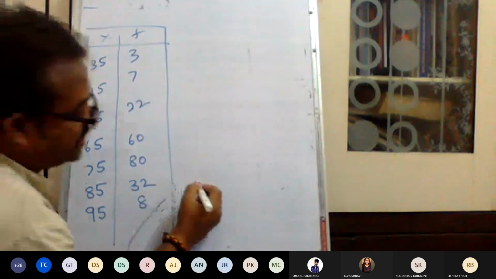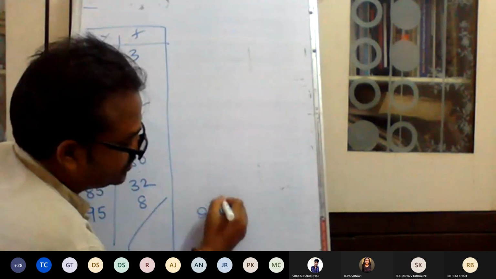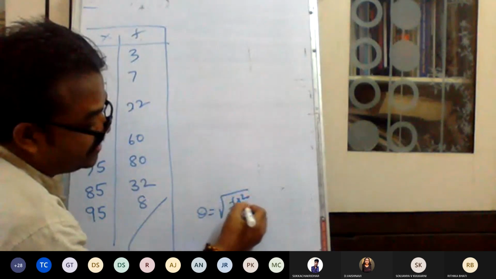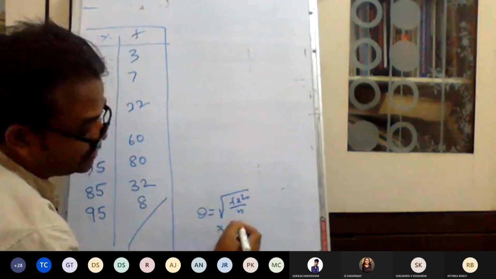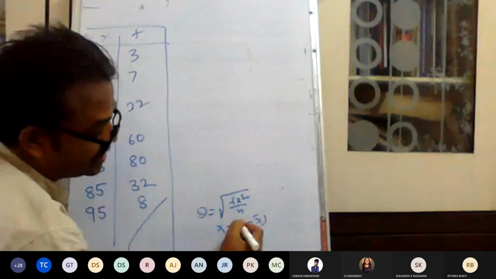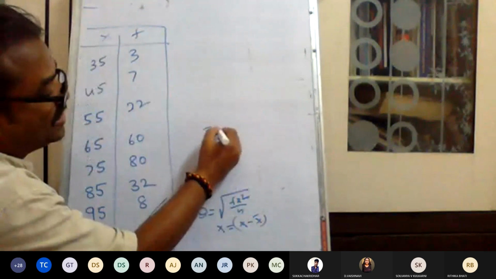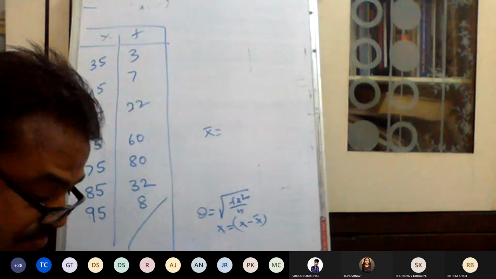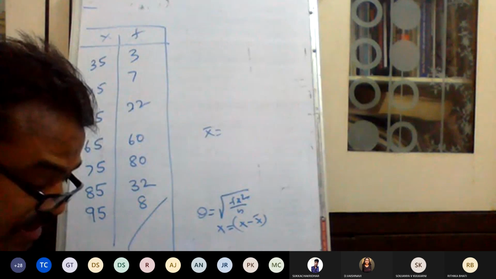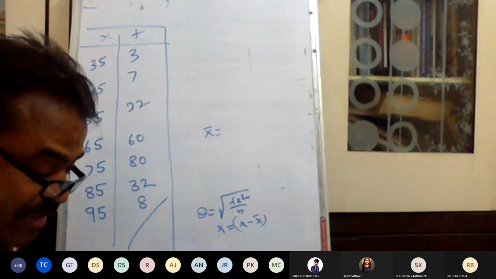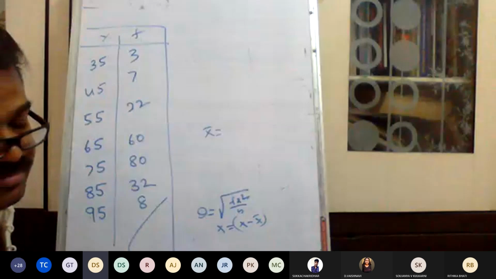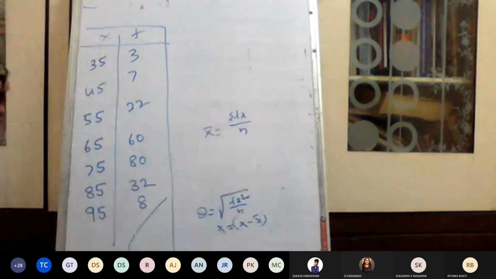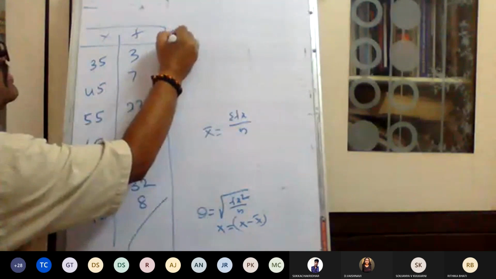Okay. Standard deviation is equal to root of sigma fx square divided by n, where x is equal to x minus the arithmetic mean. So the arithmetic mean, for a discrete series, what is the formula? Arithmetic mean equals sigma fx divided by n.